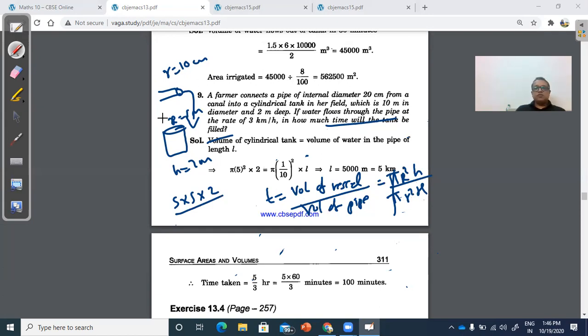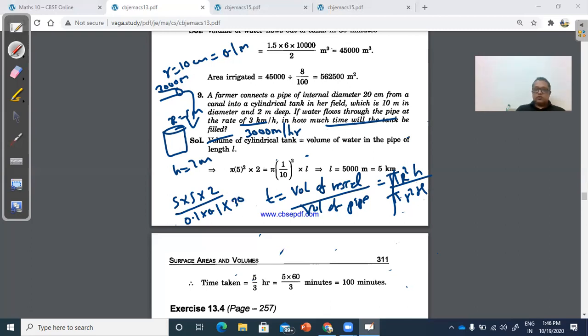So what is the radius of the pipe? 10 centimeter, 10 by 100 meter, that is 0.1 meter. So you'll have to convert centimeter into meter by dividing by 100. So 0.1 into 0.1 into what is the length of the pipe? Now, the rate of flow of water is 3 km per hour. 3 km per hour means 3000 meter per hour. So we know that speed is distance upon time. So distance is 3000 meters and time is 1 hour. Distance is the same as the length. So we can assume the length of the pipe as 3000 meter with respect to 1 hour.